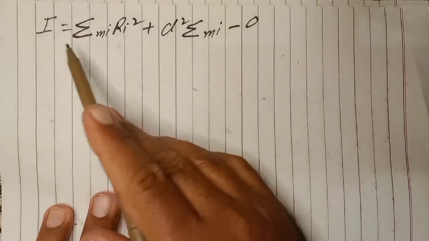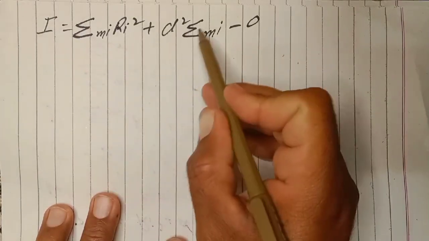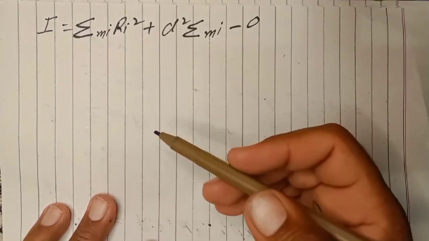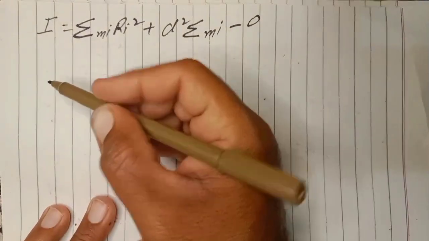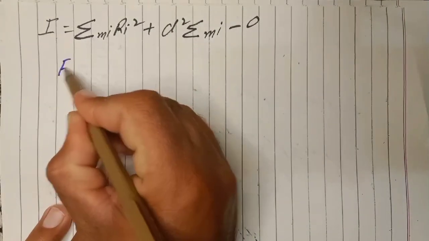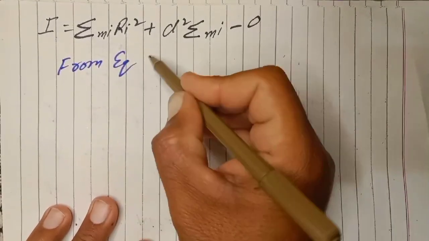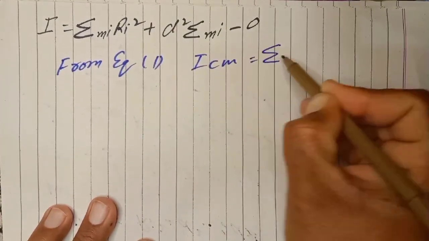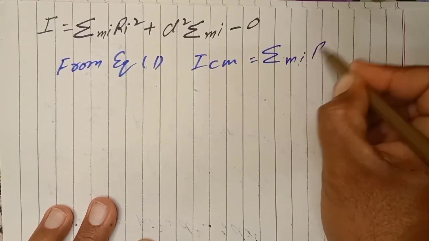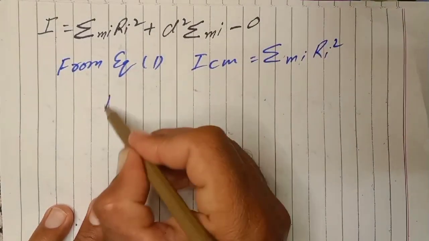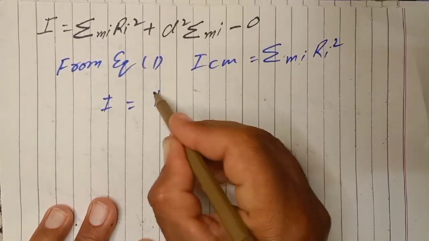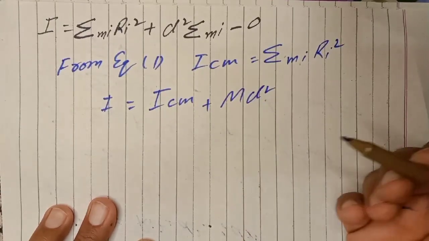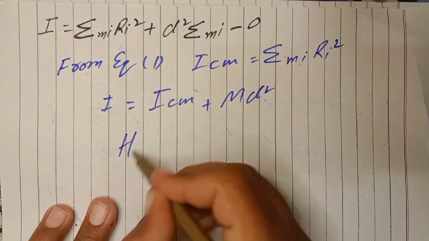So I is equal to sigma m_i r_i square plus d square sigma m_i minus 0. Put in from equation 1, I_CM is equal to sigma m_i r_i square and I is equal to I_CM plus m d square. Hence parallel axis theorem is proved.